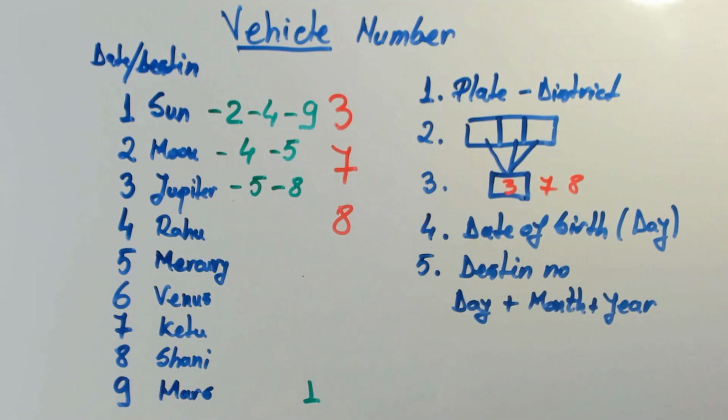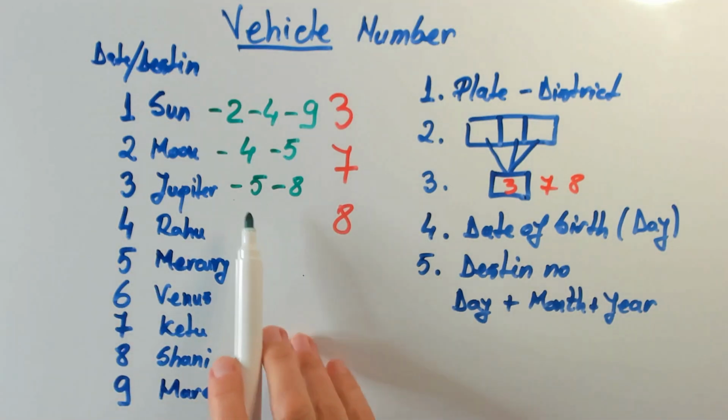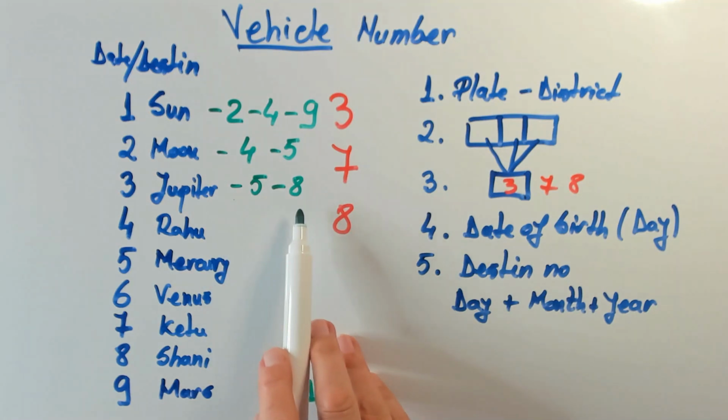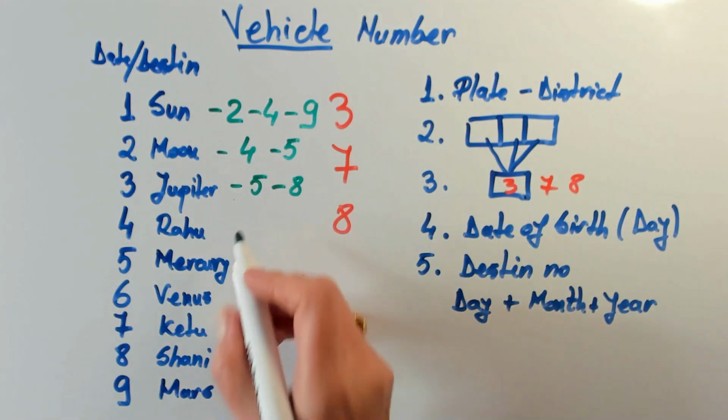Now, if we're going now on number 4. So 3 can also be correlated with the vehicle number 5 or 8. Now, let's go to 4.